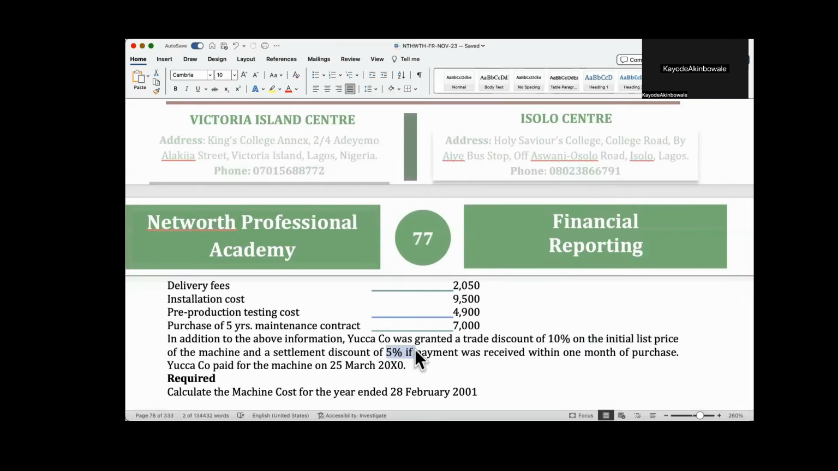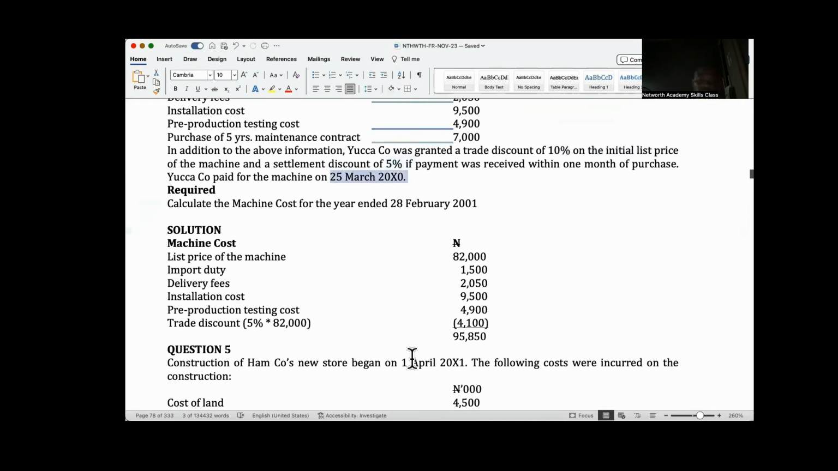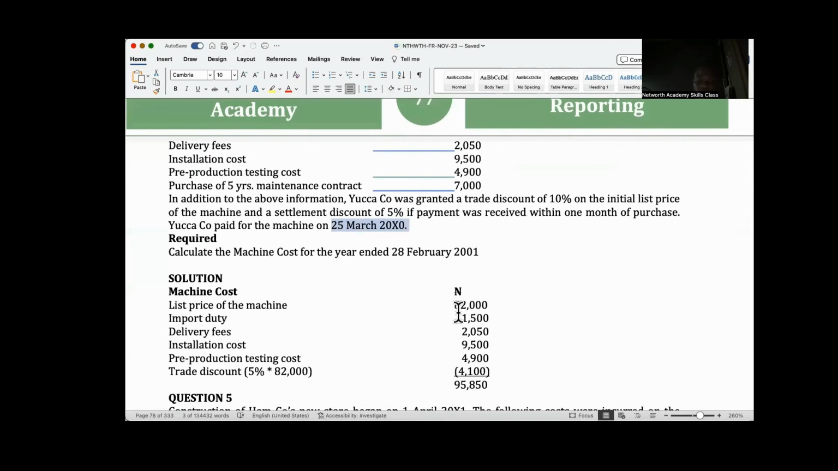What are we doing with that? No. Thank you very much. We are going to ignore that early settlement discount because ultimately this guy paid on time, right? He paid within that period that was given. So it will just go to your books as a discount received. So don't come and reduce it from the cost of the asset. Okay, fantastic. And that's the solution we have here.